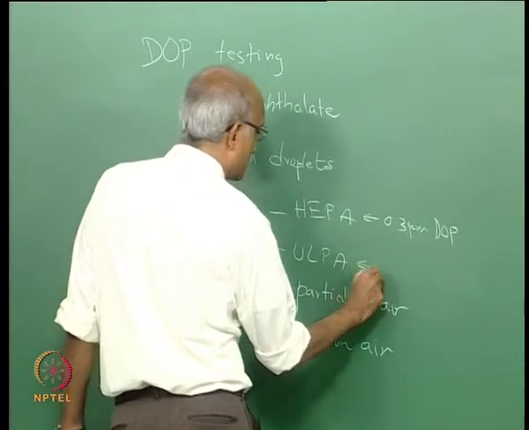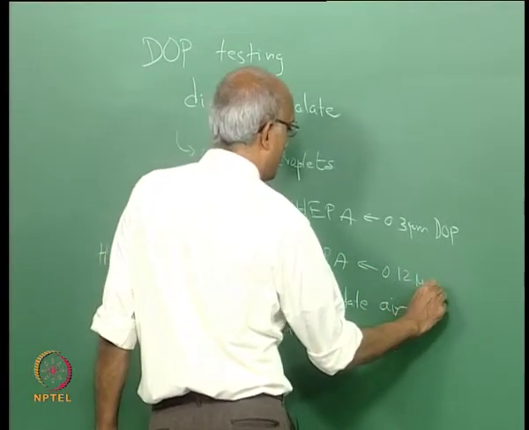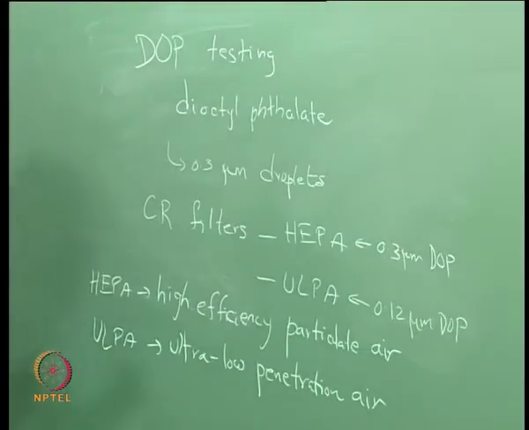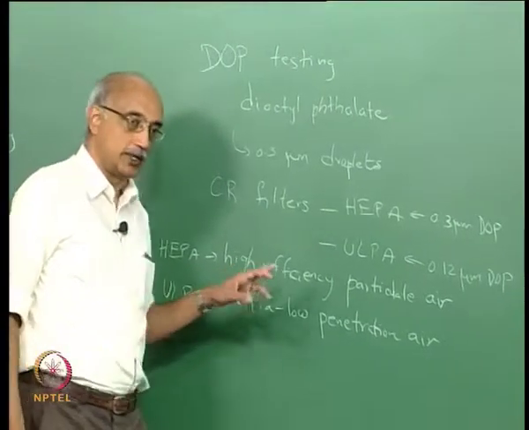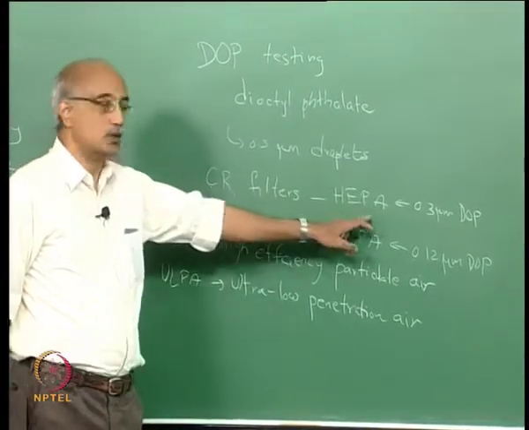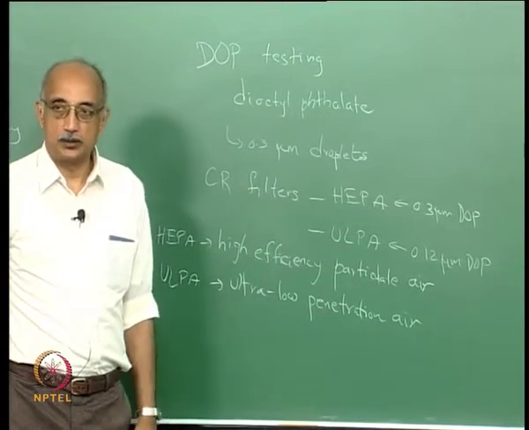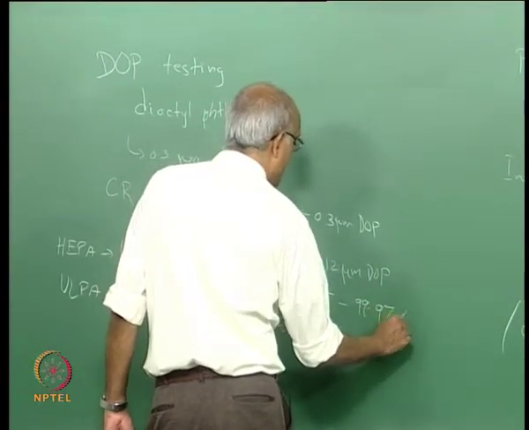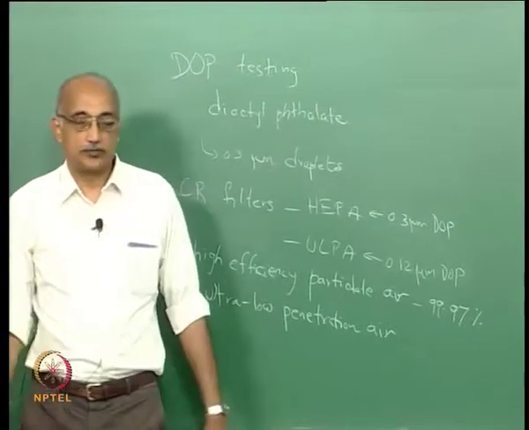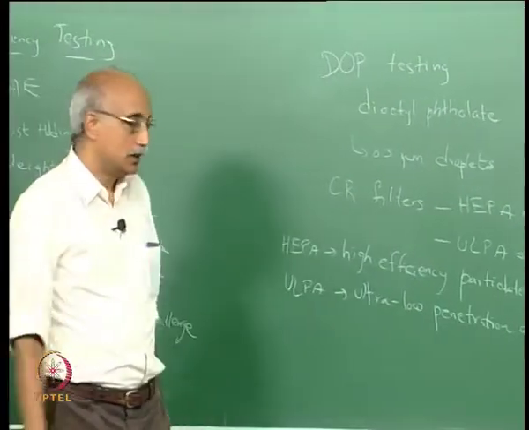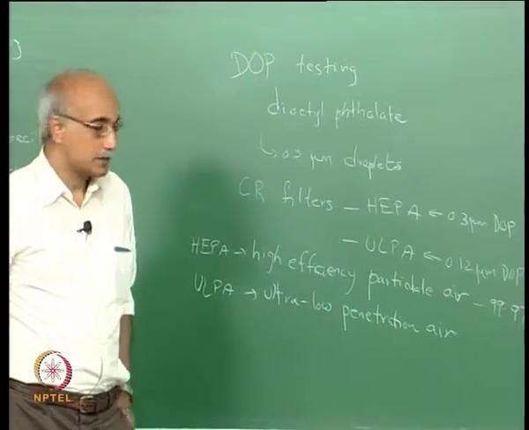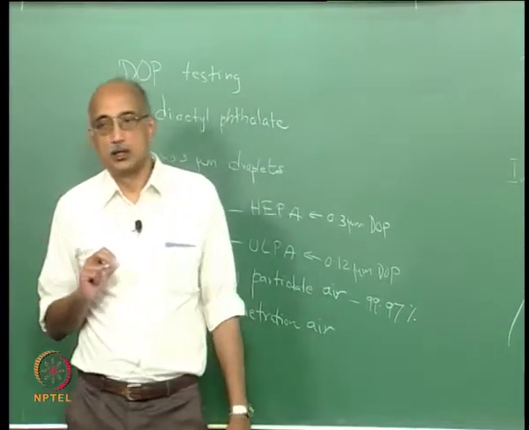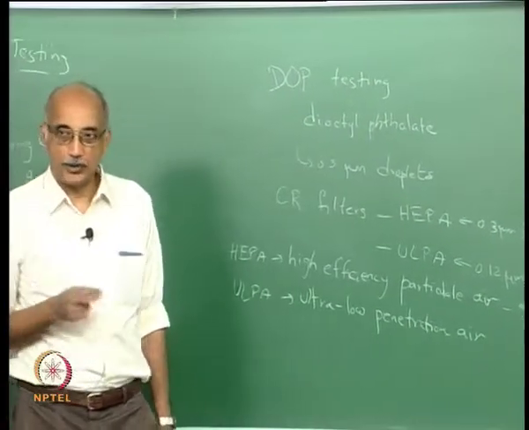ULPA filters are challenged using 0.12 micron DOP, and the requirement for a HEPA filter is that it must be able to remove 0.3 micron sized DOP droplets with an efficiency of 99.97%. So, in order for a filter to qualify as a HEPA filter, which is used in clean rooms, it must be able to demonstrate 99.97% removal of DOP at 0.3 micron.